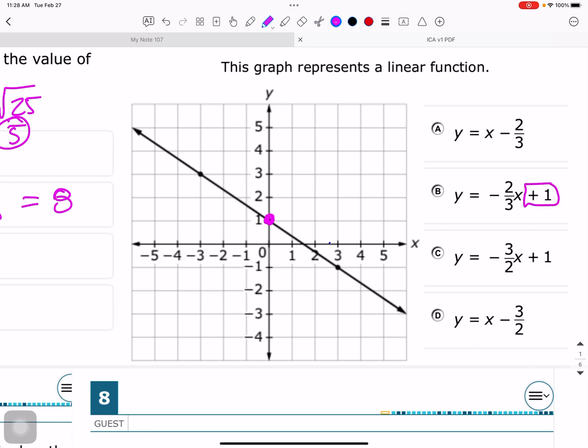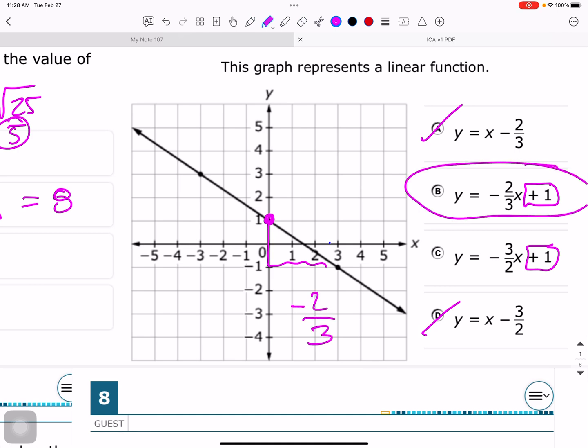All right, this one starts at positive 1. So it's either that or that. So these guys are gone. And it goes down 2 over 3, down 2 over 3, down 2 over 3. All right, there we go.